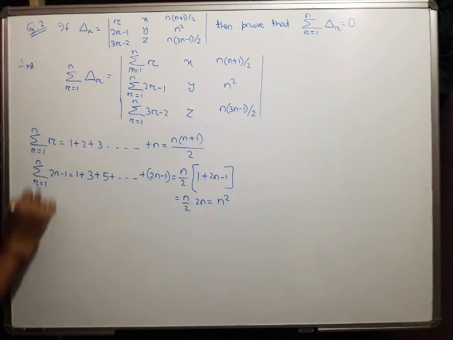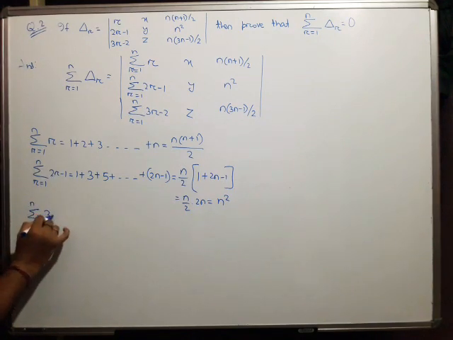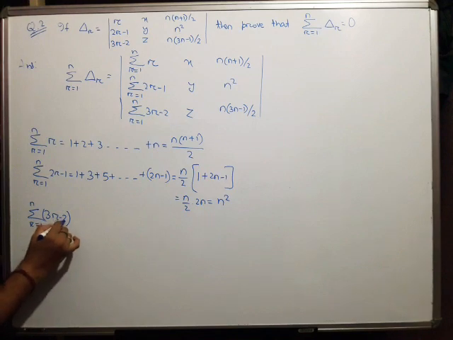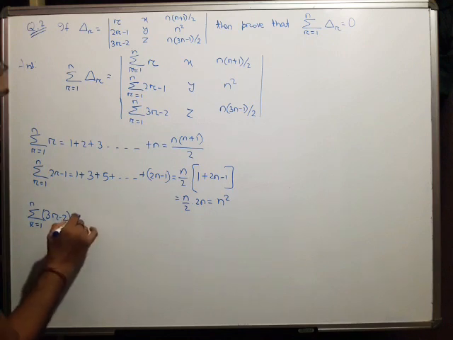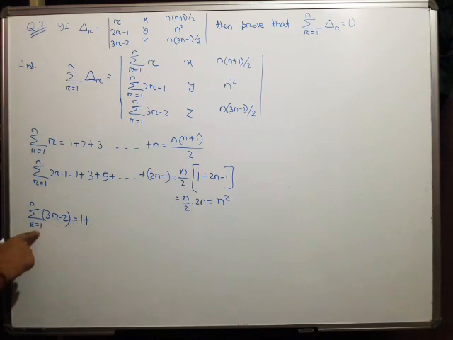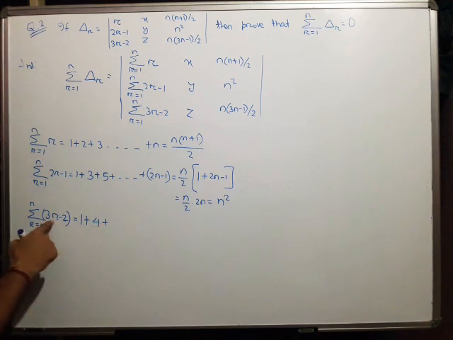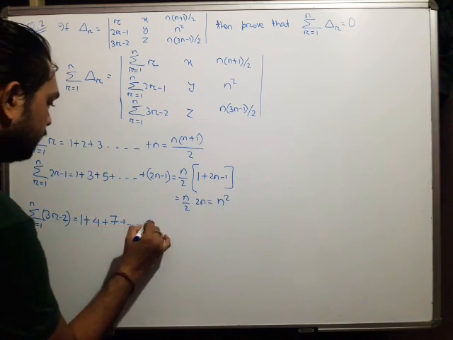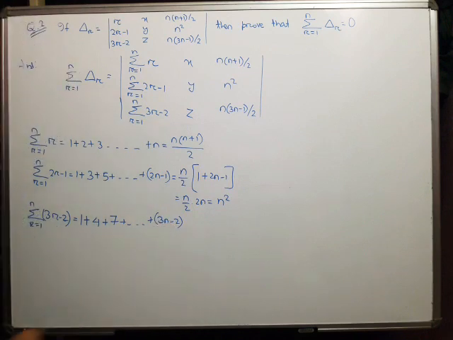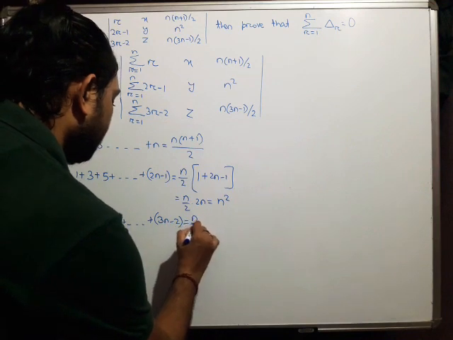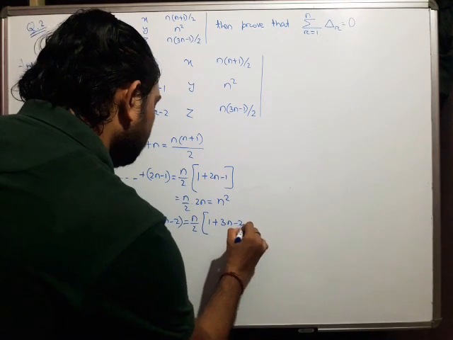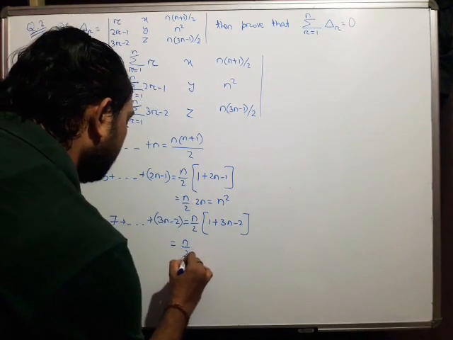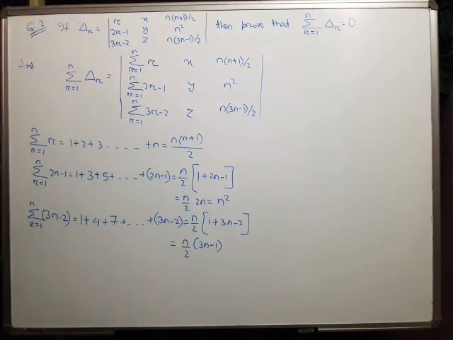Now r equals 1 to n of 3r minus 2. Okay. So if we put 1 here, this will be equal to 1. Next if we put 2, we get 4, if we put 3, then it will be 7, and nth term will be 3n minus 2. So this is also another arithmetic progression having n terms. First term is 1 and last term is 3n minus 2. So this will be equal to n by 2 times 3n minus 1.